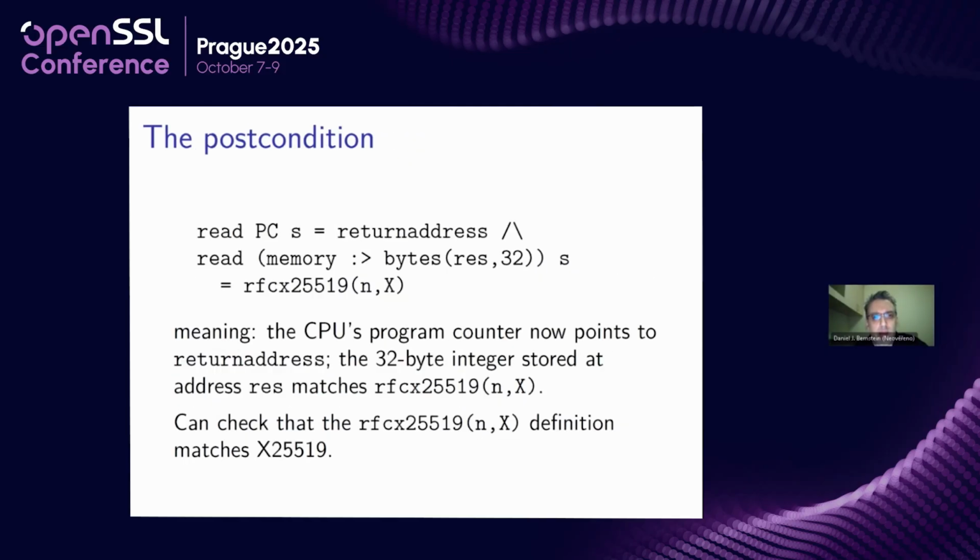And then the post condition, this is where it's finally getting to x25519. The post condition says that after running some instructions, you will be returning to whatever return address was in register X30, and then the result array will have a big integer, which is exactly RFC x25519 of inputs n and x. And then you have to look as an auditor at the RFC x25519 definition and check, yeah, that matches the RFC. It is x25519. All right, so that's what an audit looks like for this S2N big num theorem.